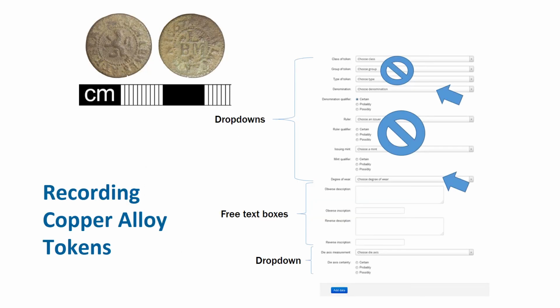When recording copper alloy tokens, they go down as token for the object type. As before, there's no need to fill in the classification or subclassification fields, as we'll be completing a numismatic data form later on. In the object description field, ideally a reference number will be provided as part of the opening sentence in the description. They will all be post-medieval for broad period.